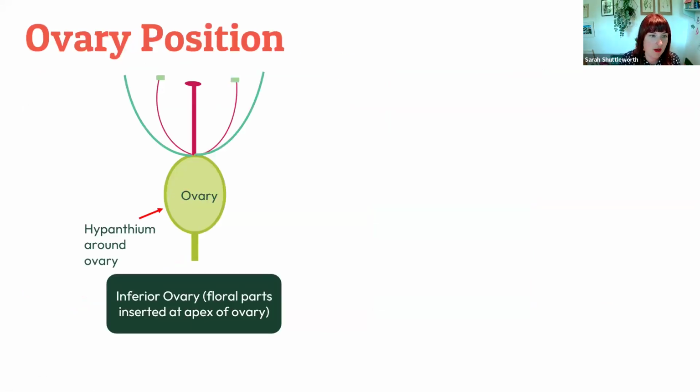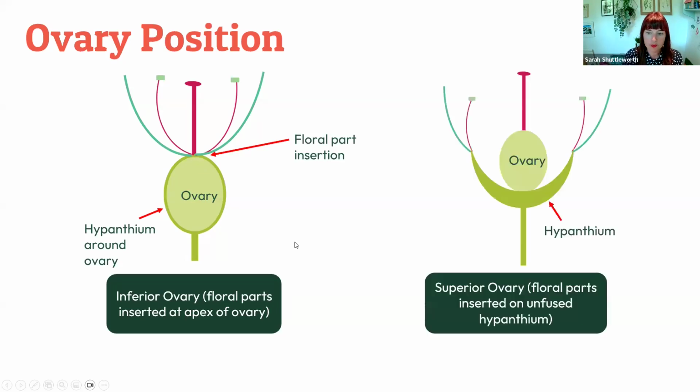So just covering a little bit about ovary position, and within the rose family, that's quite useful to understand. Essentially, if we've got an inferior ovary, then it means that the floral parts are inserted at the very top of the ovary. So the rest of the ovary is all underneath, meaning it's inferior, it's lower down. And then the hypanthium is what develops around the ovary here. And in this scenario, this is what would be forming the outside of the hip if it was a rose, for example. So you can see the floral parts are inserted at the top.